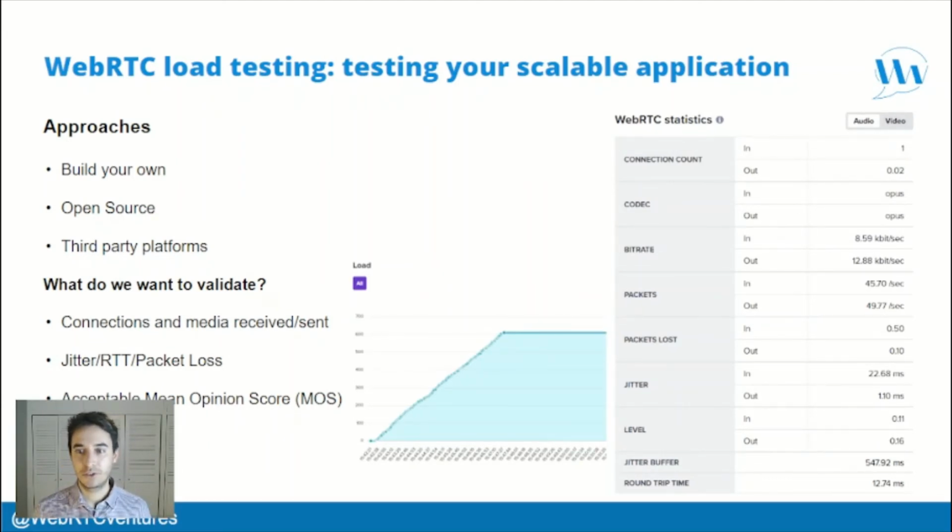And here I just show an example of some statistics that you could capture using just the WebRTC Stats API that is already available in most of the browsers, and you can get the stats and be able to analyze how this call went, and in this case, how the load test went.